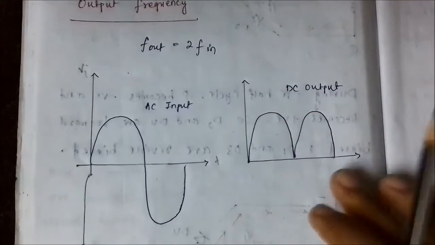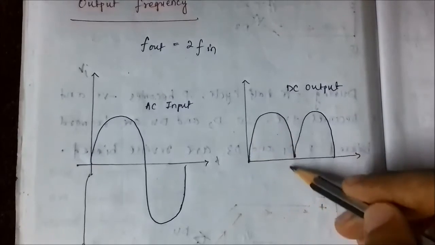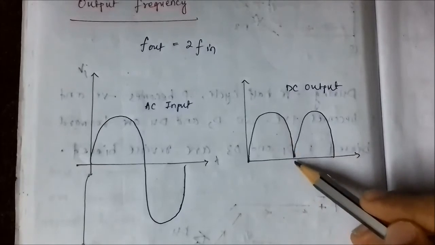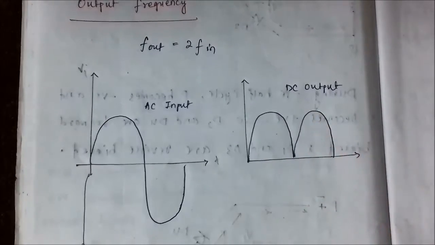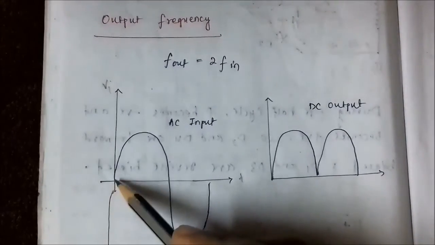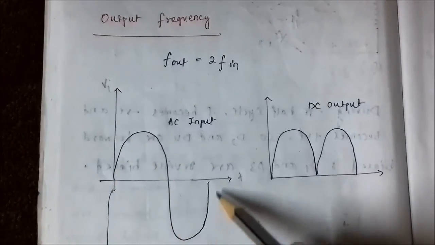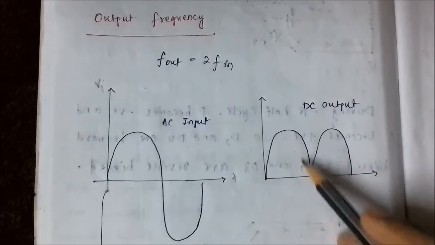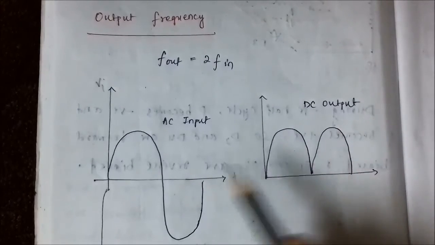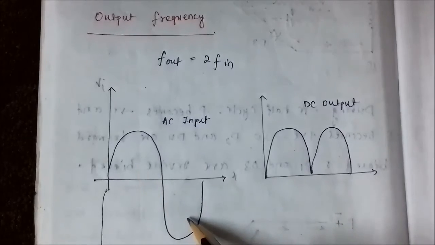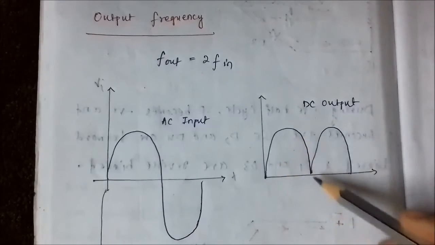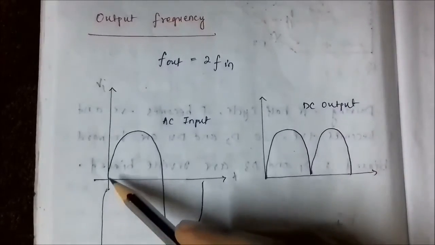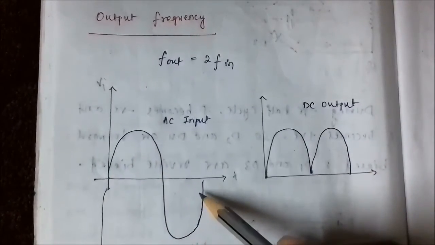So one complete cycle is set from here to here. This is one cycle, this is another cycle. So by the time the input signal waveform completes its one cycle, the output signal waveform has already completed 2 cycles, as it converts both the positive and negative half cycles into DC output, pulsated DC output. So by the time the input signal waveform completes one cycle, the output has already completed 2 cycles.